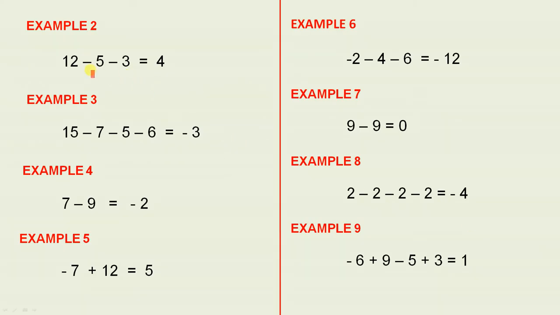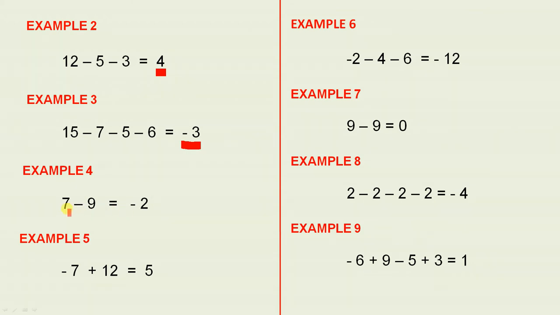Example 2. If we start on the number 12 on the number line, we move 5 places to the left and another 3 places to the left. Just imagine we've done that on the number line. We land on the number 4. Example 3. If we start on the number 15, we move 7 places to the left, another 5 places to the left, and then another 6 places to the left. So altogether, after we started on the number 15, we moved 3 separate places to the left, which means that we land on the number -3.